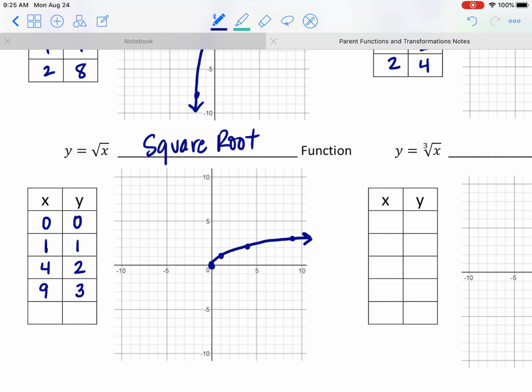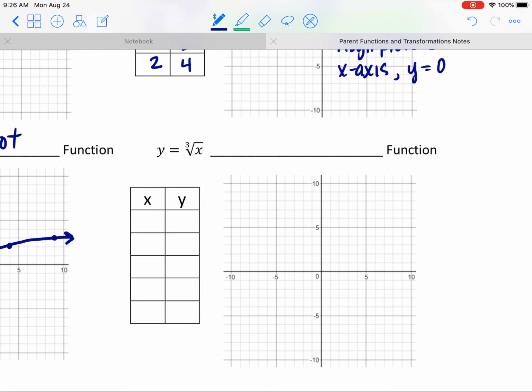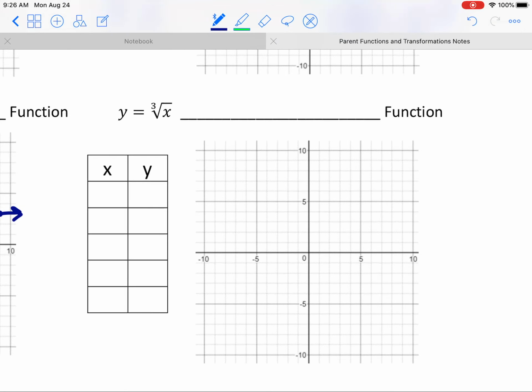Every square root function, because there's a limit on what we can square root, will always have this graph with an endpoint and then an arrow in just one direction. Now, again, it could move around based on what else we do to the function, but that captures the spirit of what the square root function is behaving like. Cube root's a little different because it's unrestricted.